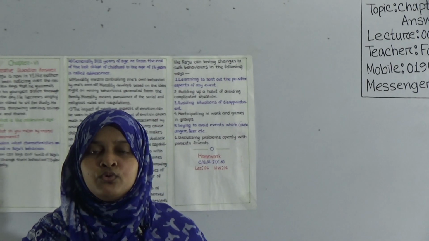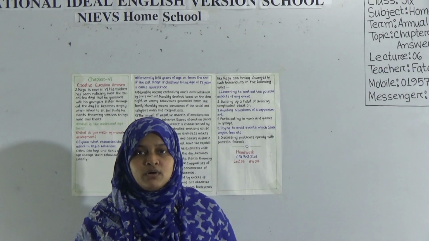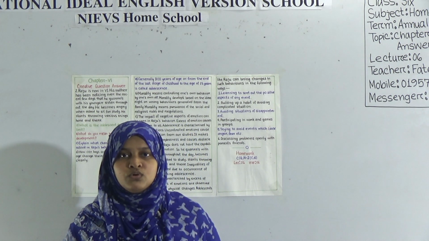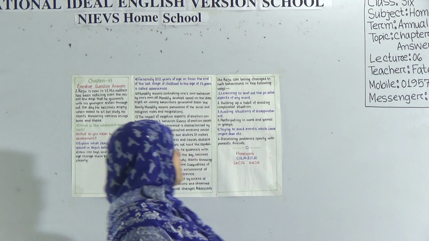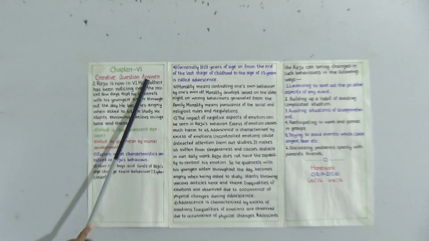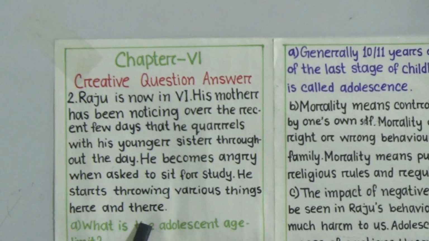Students, take your home science book, notebook and writing elements. First, we'll discuss the creative question and then we'll do the question answer. Let's start creative question answer 2. First, I'm going to read the stem.